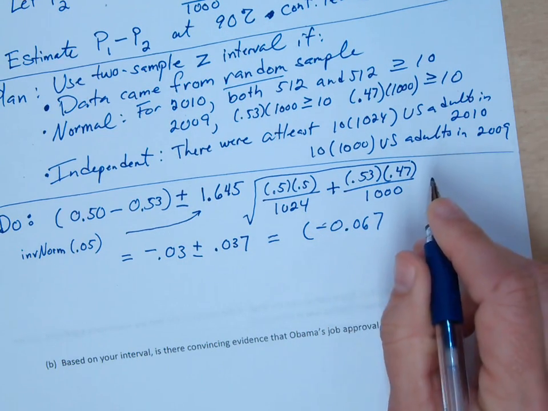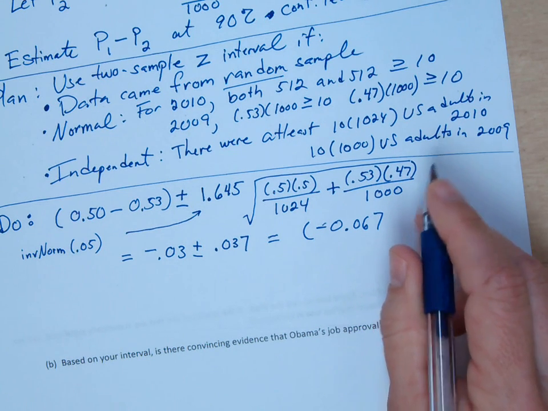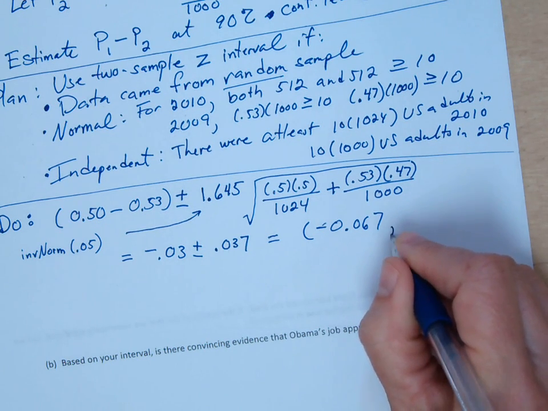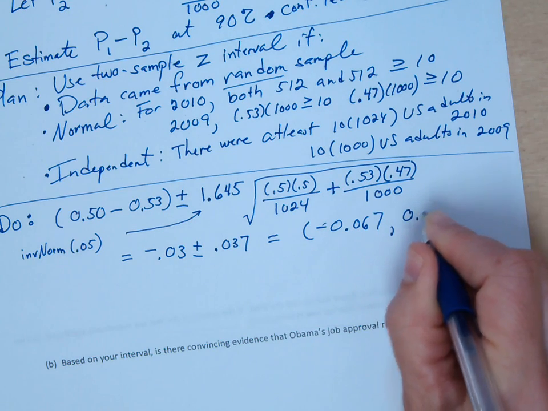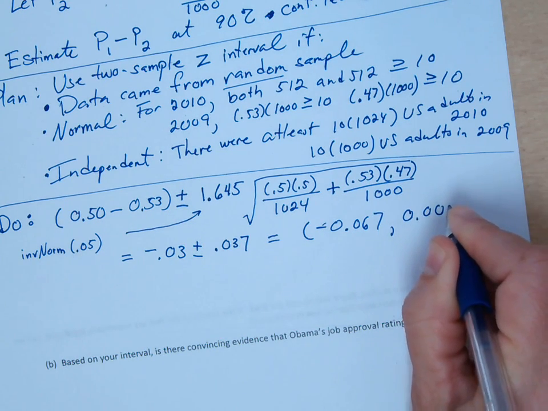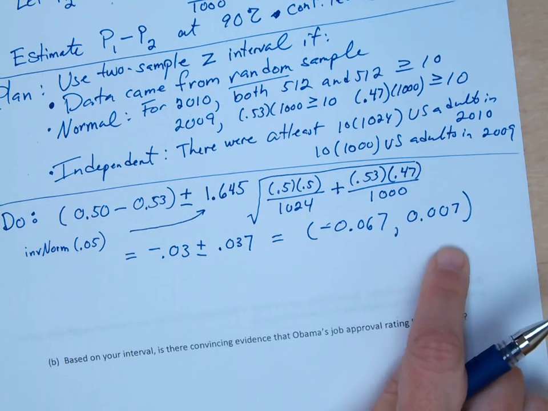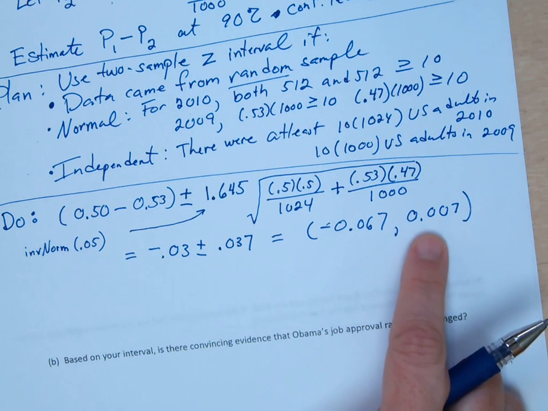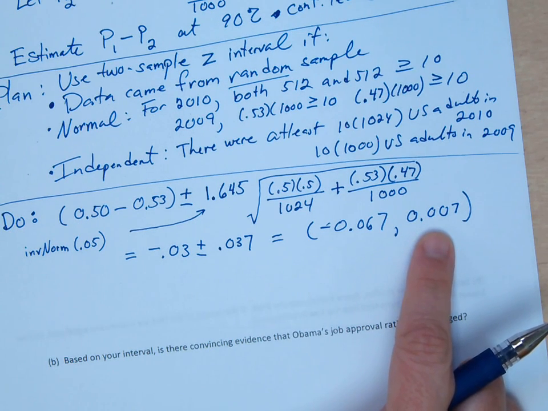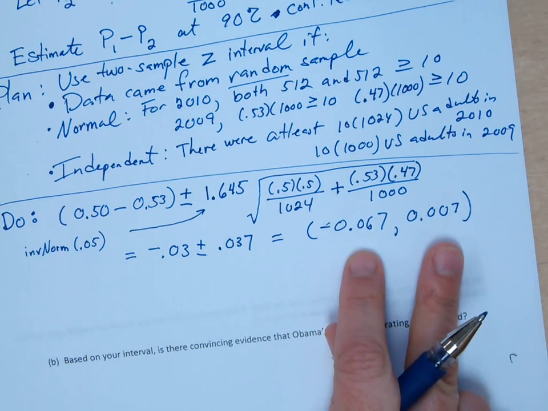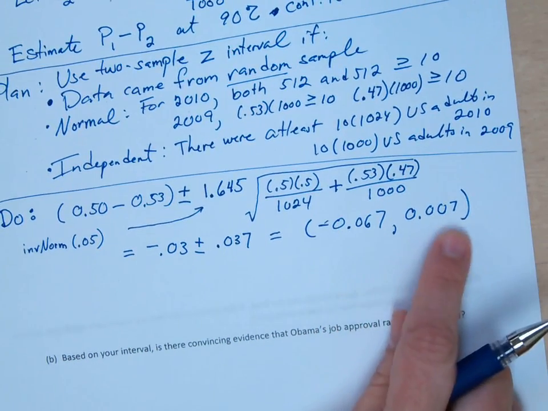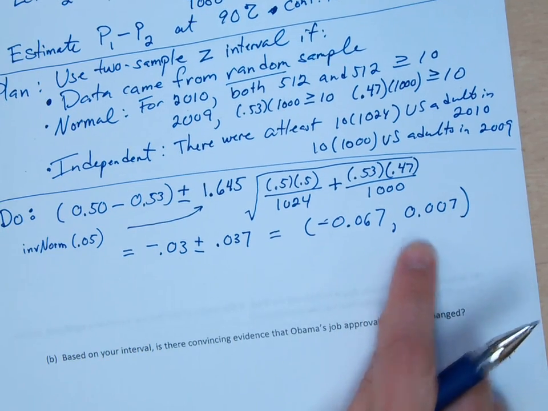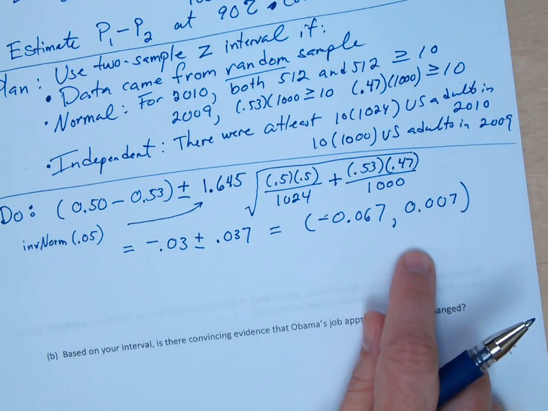So the interval is from negative 0.067, so negative 6.7% change to a 0.7 positive. So do we know for sure that his approval rating declined? No, in fact, on the upper end it could have improved by 0.7%. It could have declined by 6.7%, or it could have improved. So we do not have convincing evidence.